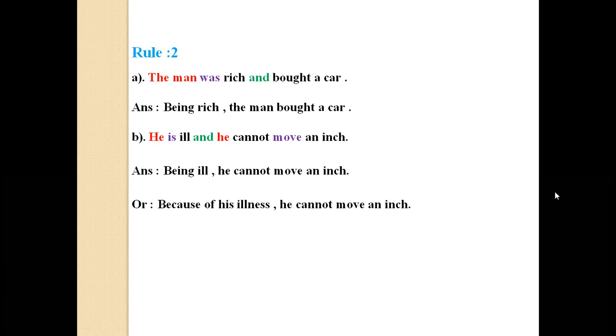You can change it in another way. Use because of and the possessive form of the subject, then the noun of ill, the adjective. So the answer will be because of his illness, he cannot move an inch.